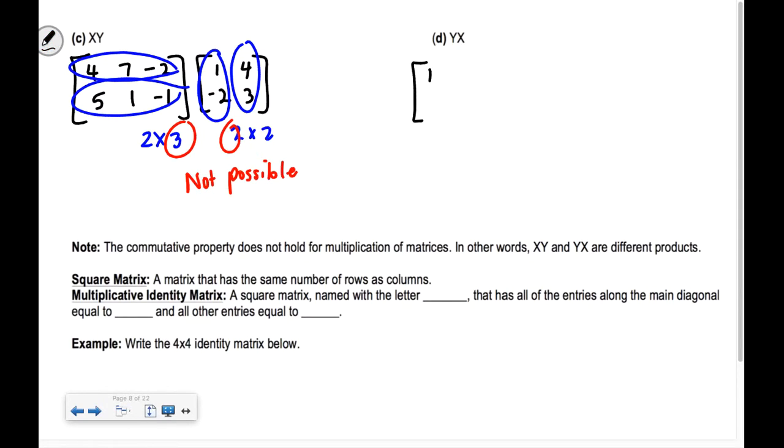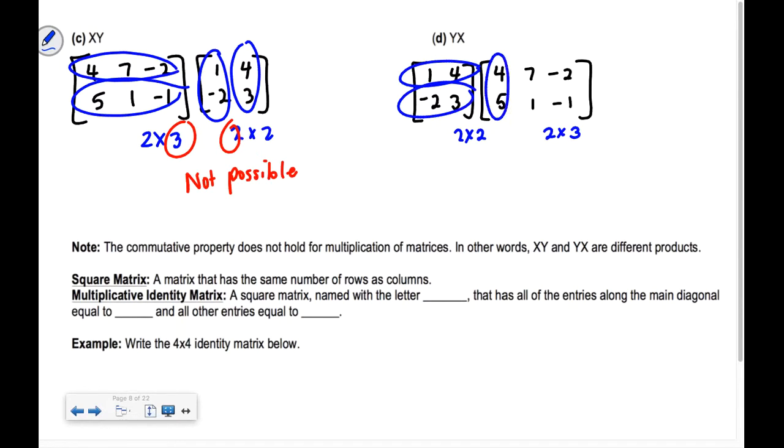All right, so let's do the next one. 1, 4, -2, 3, and we're going to multiply by 4, 7, -2, 5, 1, -1. Okay, so x times y was not possible. Is y times x possible? Yeah, because this is a 2 by 2 matrix, and this is a 2 by 3 matrix. So we're going to have row, columns, like that, and they do match up, right? Those middle numbers are the same, so we're able to do this. Okay, what will our new dimension be? 2 by 3.